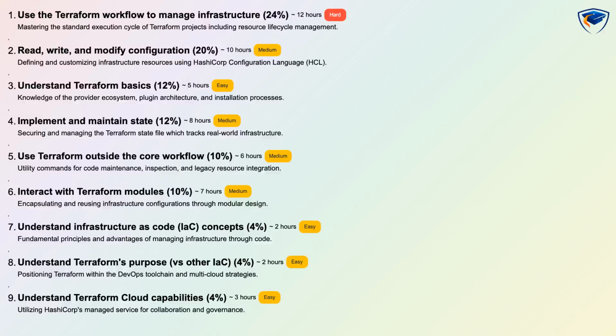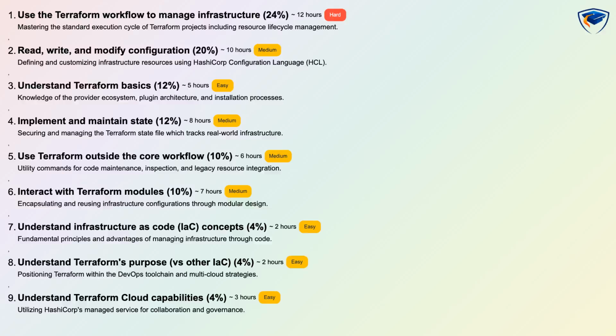The first domain, use the Terraform workflow to manage infrastructure, makes up 24% of the exam and is focused on mastering the standard execution cycle of Terraform projects. The second domain, read, write, and modify configuration, makes up 20% of the exam and is focused on defining and customizing infrastructure resources using HashiCorp configuration language.